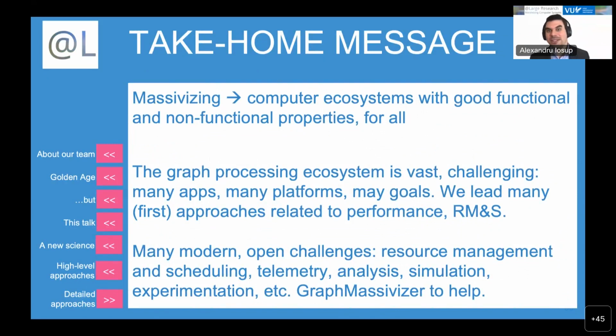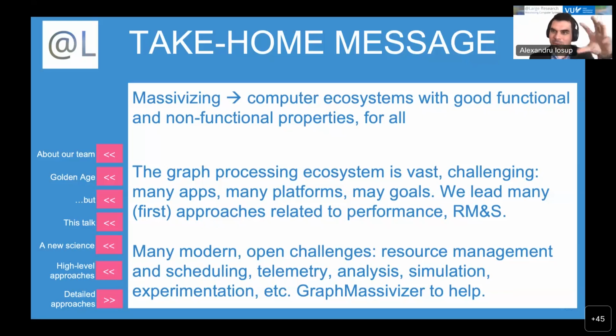Okay, so the take-home message. Well, I hope that you still remember that massivizing was the one and only message to remember. It's a notion of computer ecosystems that offer interesting functional and non-functional properties for a lot of different applications useful for society. Massivizing computer systems is about getting their components and putting them together so that they do offer these properties. Graph processing is definitely based on ecosystems.